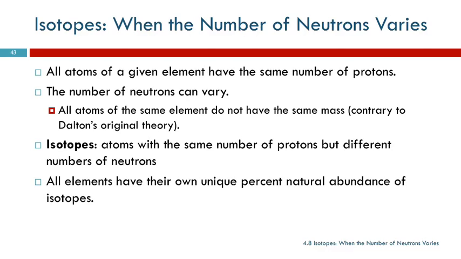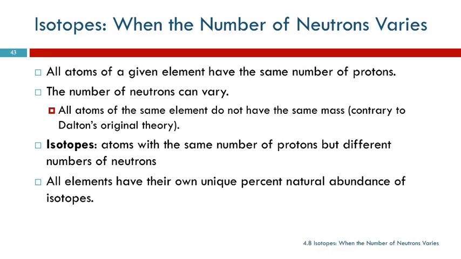They all have the same number of protons, but they don't all have the same mass because the number of neutrons can vary. So isotopes are atoms that have the same number of protons, but different numbers of neutrons. They're like different versions of the same element.